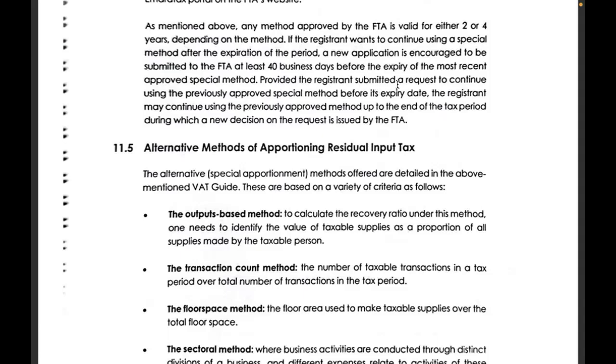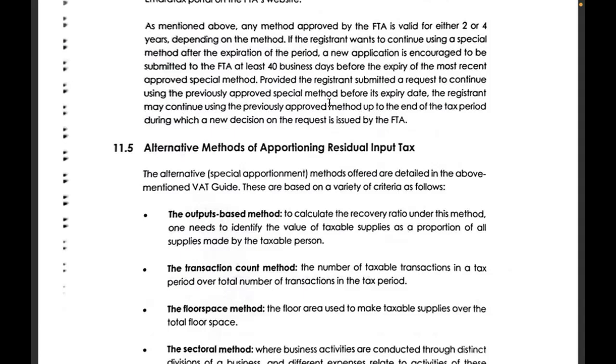Provided the registrant submitted a request to continue using the previously approved special method before the expiry date, the registrant may continue using the previously approved method up to the end of the tax period during which a new decision on the request is issued by the FTA. So if that time period is expiring, then within a tax period, for that particular tax period, you can continue to apply the approved method.